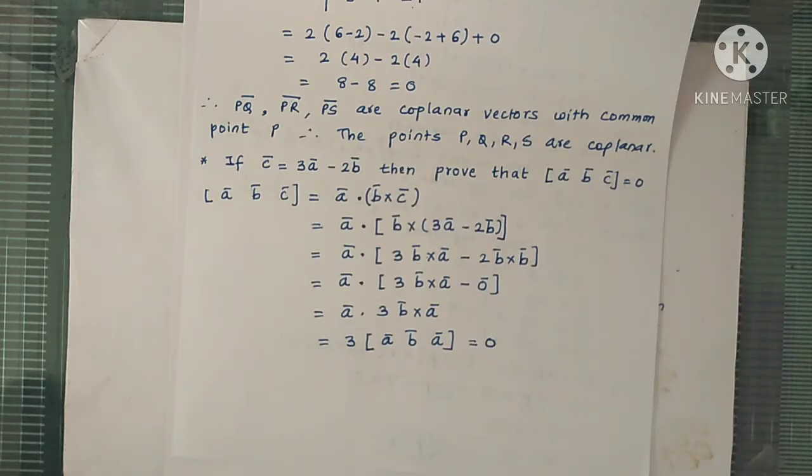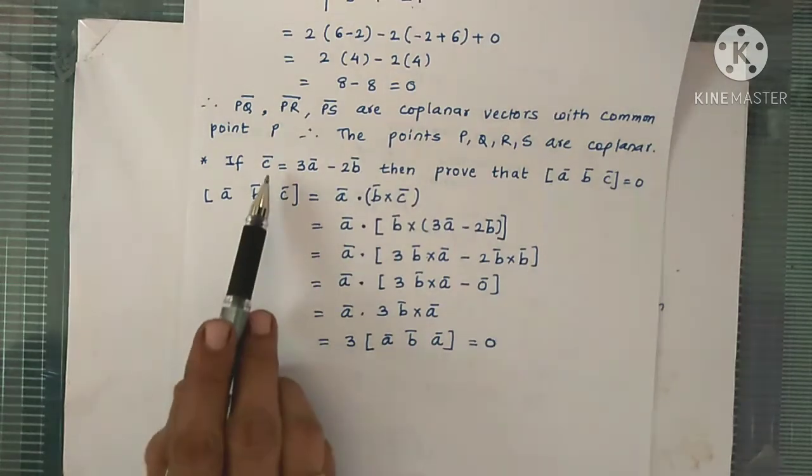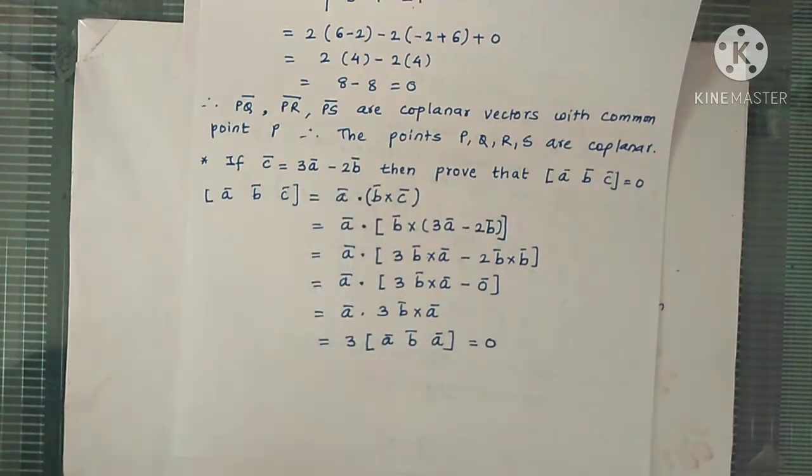Or we can give a theoretical proof also. See here, c bar is given as 3a bar minus 2b bar. That means c bar is a linear combination of a bar and b bar. So it is possible only when c bar lies in the plane of a bar and b bar. That means a bar, b bar and c bar are coplanar. Therefore, their scalar triple product is 0. Like this also we can give the proof, but if you know the definition, then using the definition also we can give the proof. So we have two alternative methods for this question.